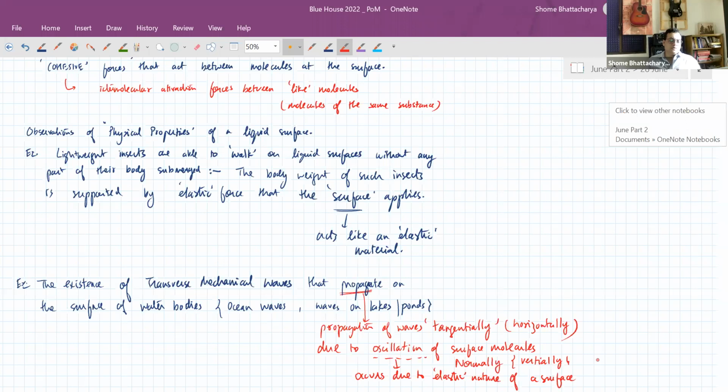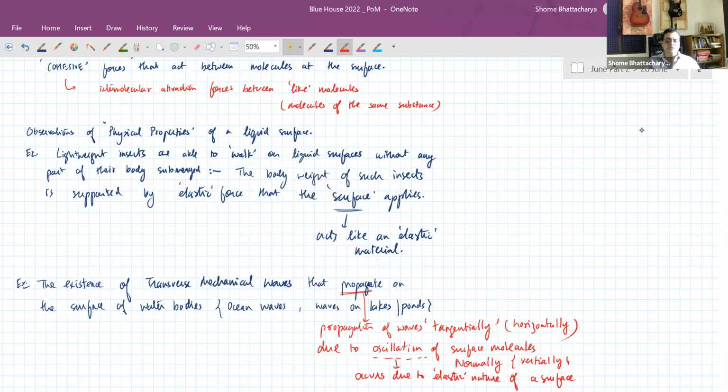So these are some everyday examples which show us that a liquid surface has this property of elasticity, which might appear a little strange in the beginning, because it's after all the same set of molecules which is present inside the body of the liquid. But why are the molecules at the surface behaving in a different way? They act like a layer which is elastic, which is separating the volume of the liquid from the surrounding environment.